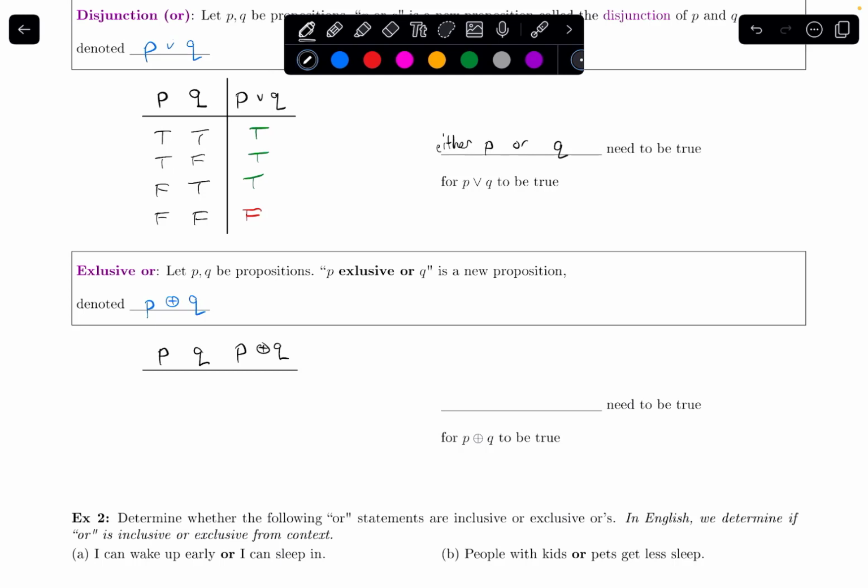I'll draw a horizontal line, and then I'll separate out the final proposition from the earlier ones with a vertical one. What the exclusive or means is, for this to be true, I want either P to be true or Q to be true, but not both. It's gotta be one or the other, but not both. So another way to say that is exactly one of P or Q needs to be true. So it could be P being true or Q being true, but not both of them.